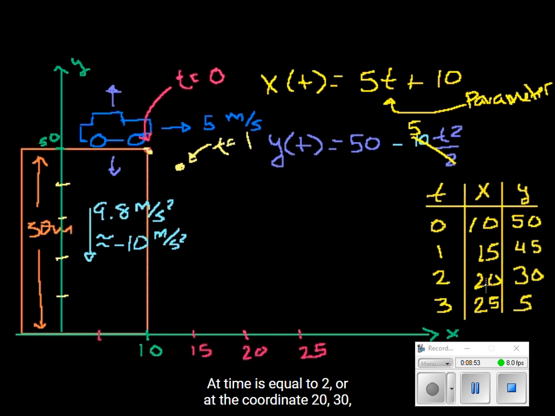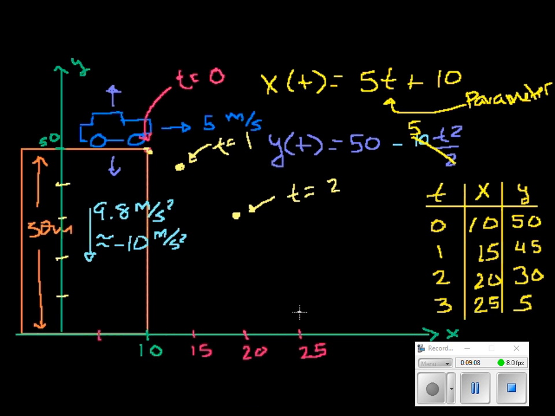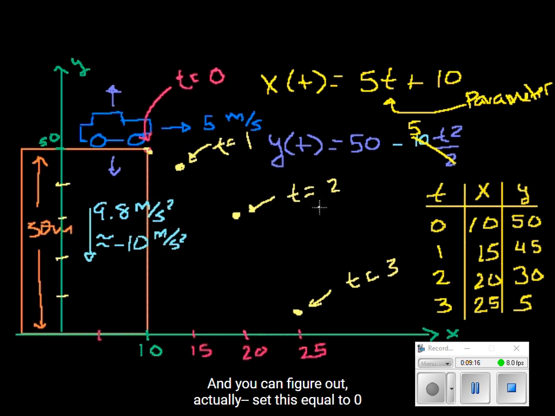And t equal to 2 is 20, 30. So this is t equal to 2. And then at t equal to 3, we're at 25, 5. So we're right there, 25, 5. This is t equal to 3. And if we kept going, at some point we're going to hit the ground. You can set this equal to 0 and figure out the exact time. It actually doesn't matter. We're just a little over 3 seconds, which makes sense. A little over 3 seconds, we're going to be hitting the ground.